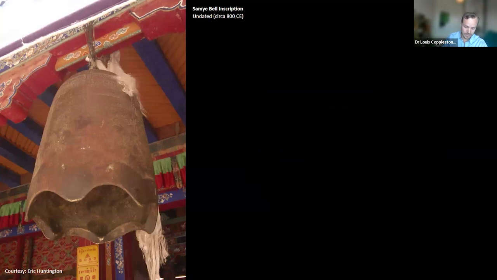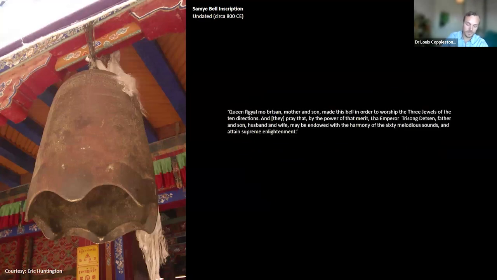A cast iron bell at Samye remarkably dates to the same time as the stone inscription. And it's inscribed with an aspirational prayer made in the name of a Queen Gyalmo Tsen, eulogizing both King Trisong Detsen and his establishment of the Samye Monastery. Both mother and son made this bell in order to worship the three jewels of the ten directions, and they pray that by the power of that merit, Emperor Trisong Detsen, father, son, husband, and wife may be endowed with the harmony of the six melodious sounds and attain supreme enlightenment.